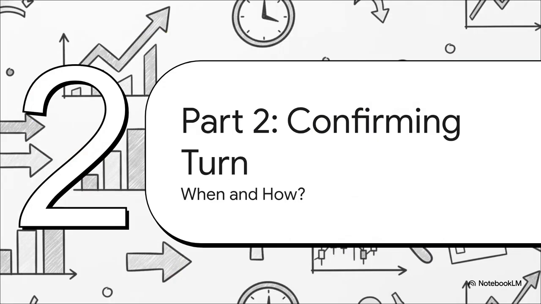Okay, so the stage is set. We know where the market is going, what it's aiming for, and where it might turn from. Now we get to part 2, confirming the turn. These next 3 steps are all about finding the evidence in real time. They answer the critical questions. Okay, is this turn actually happening right now? And what exactly does it look like?